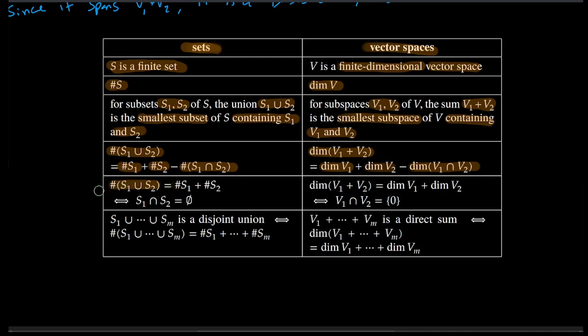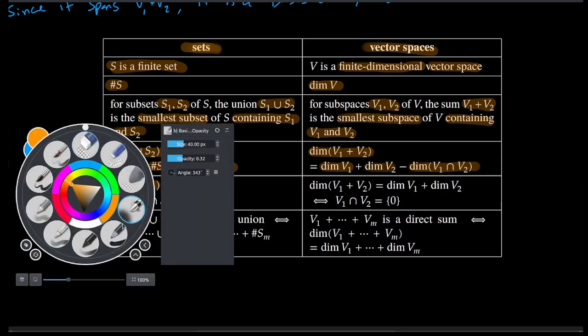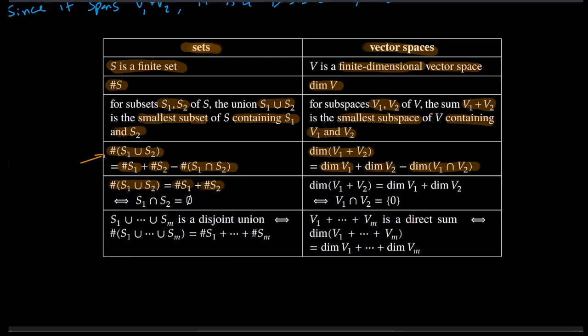And then, as a corollary, if the union of two subsets, S1 and S2, has the same number of elements as just S1 plus S2, well then from the previous thing, this says that the size of their intersection has to be 0. That is, their intersection has to be the empty set. They don't intersect at all.